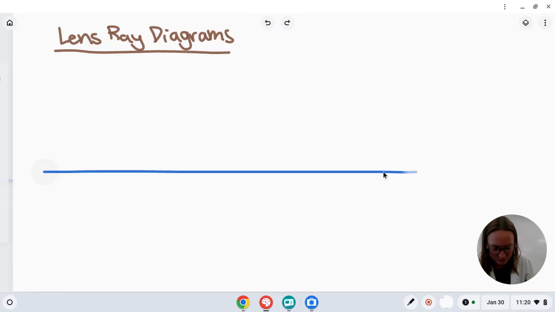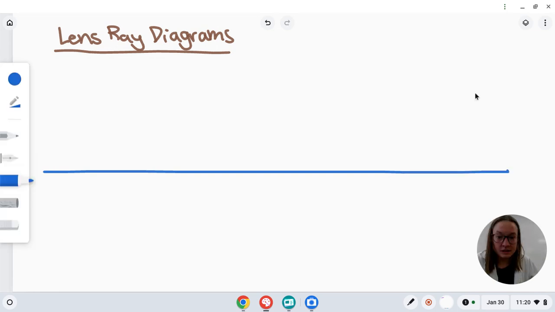Okay, not too bad. Now what we're going to do next is we're going to draw, and this is going to be different than our mirror ray diagrams, a line through the center here of our principal axis, and I want you to draw just a nice dotted line through the center, using your ruler to keep it nice and straight.